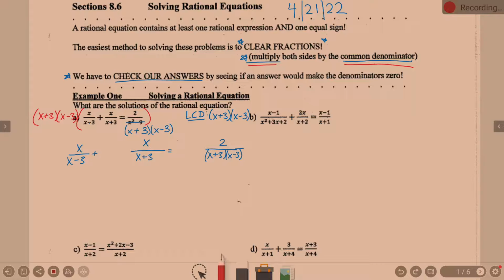And this is the long line right here, okay? Now, what am I multiplying each piece by? X plus 3, x minus 3. So I'm multiplying the first fraction by that. I'm multiplying the second fraction by x plus 3, x minus 3, and I'm multiplying the other side of my equal sign by x plus 3, x minus 3.